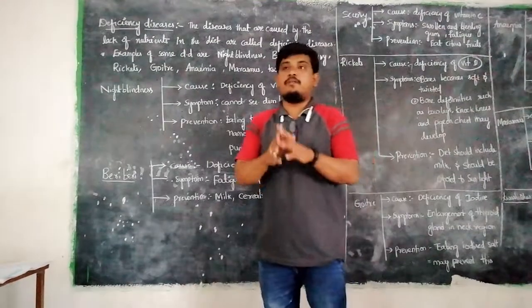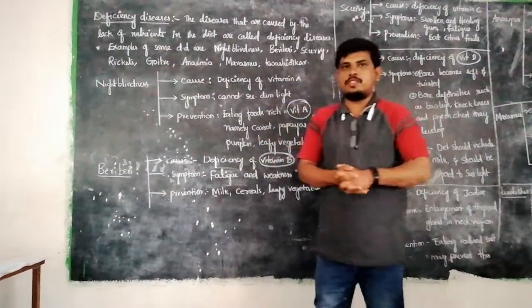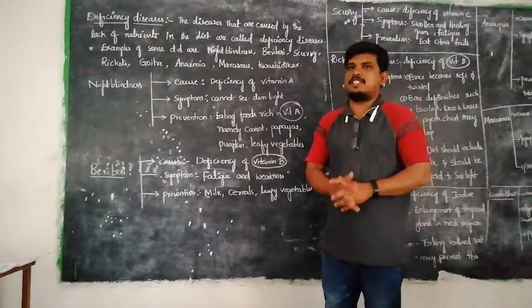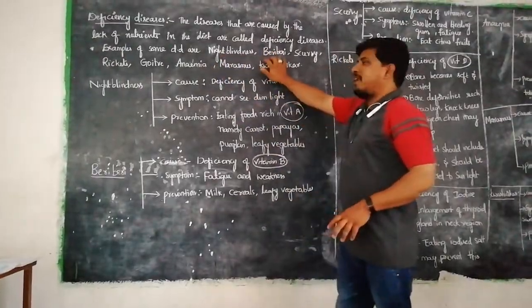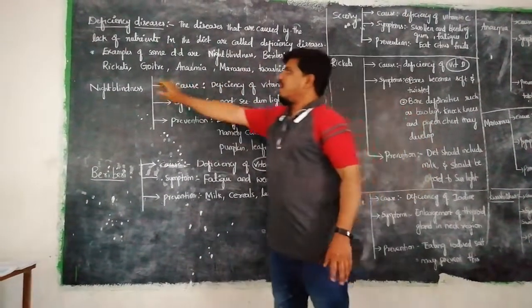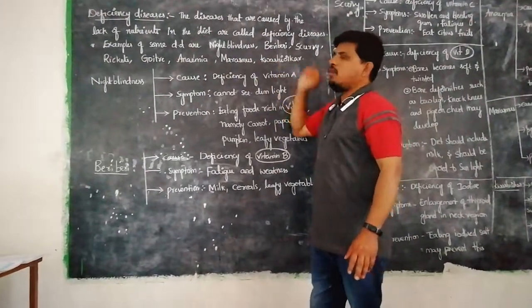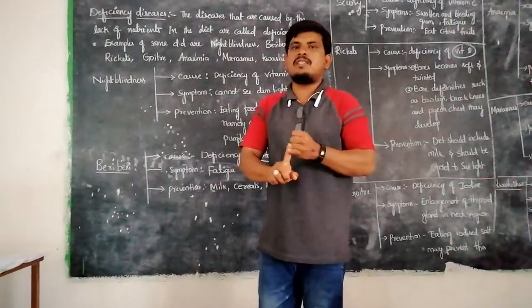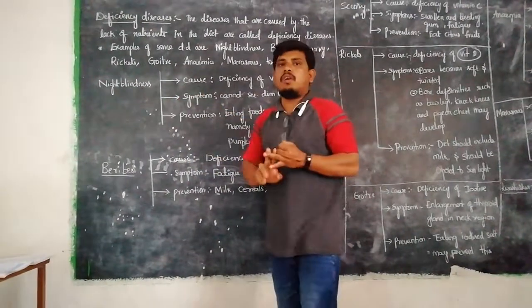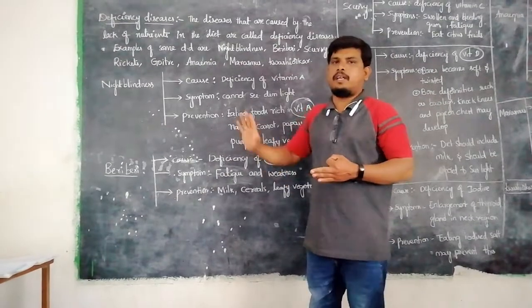You people will be very new to such terminology. The terms I am using here are the names of the diseases, but not the names of any children. So, night blindness, beriberi, scurvy, rickets, goiter, anemia, marasmus and kwashiorkor. In this session, I will explain what is the cause of each disease, what are the symptoms of that disease and how we can prevent it.